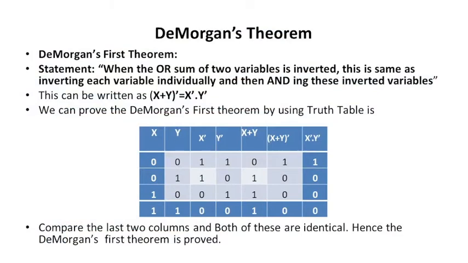Next one, De Morgan's theorem. It is a very important part of Boolean algebra. Very important theorem, that is De Morgan's theorem. We have two De Morgan's theorems, De Morgan's first theorem and De Morgan's second theorem. First we'll see De Morgan's first theorem.